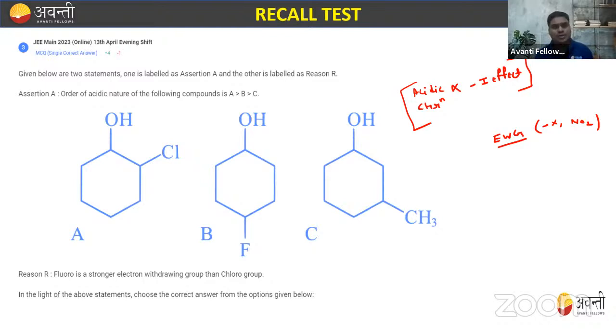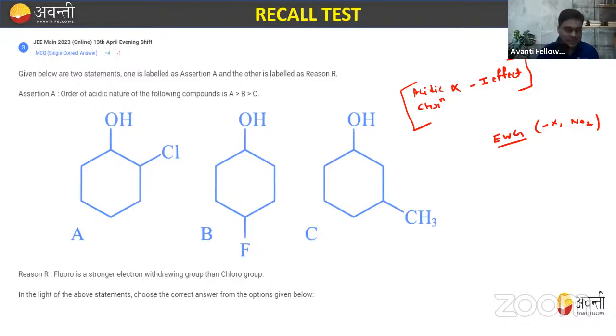All this we already covered in the last class. Okay, so answer this question. This is a very simple question that came in the JEE 2023, 13th April exam. It is an assertion and reason type question. They are asking the order of acidic nature of the following compounds A, B, and C. In A we have a chloro group, in B a fluoro group, and in C a CH3 group. We all know that CH3 is an electron donating group.